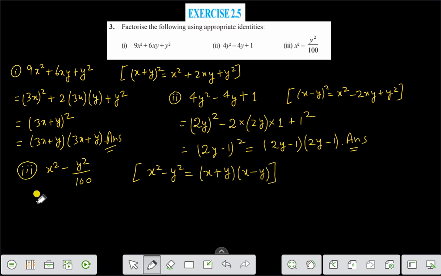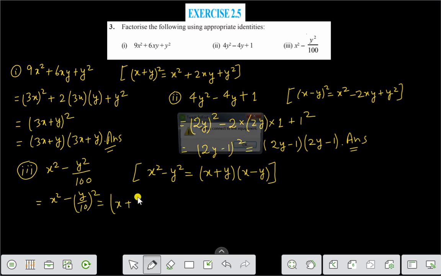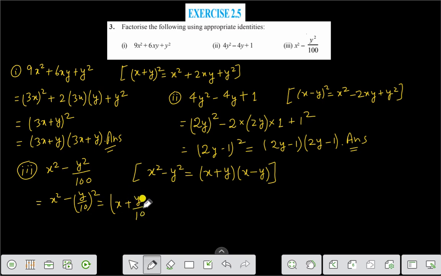Therefore, it can be written as x square minus (y by 10) whole square. Therefore, we are getting (x plus y by 10) into (x minus y by 10). That is the answer of question number 3: (x plus y by 10) into (x minus y by 10).